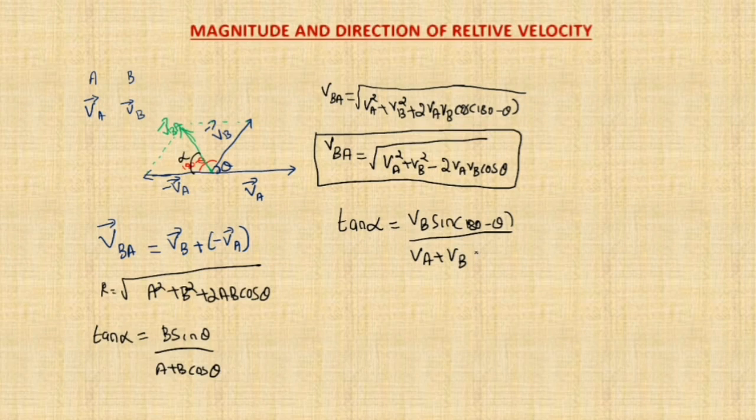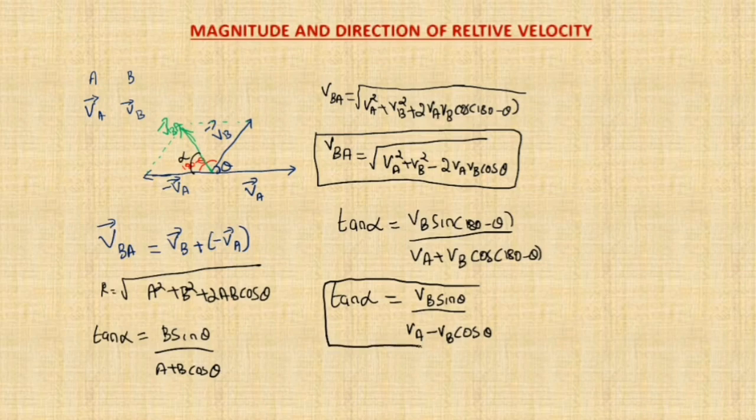Now cos theta. Here what is cos theta? Cos 180 minus theta. So the formula we can write here what? Tan alpha is equal to sin 180 minus theta is equal to sin theta itself. So VB sin theta divided by VA. Now cos 180 minus theta is minus cos theta, right? So we can write the VA minus VB cos theta. So this is the way to find the direction of the relative velocity or the resultant.